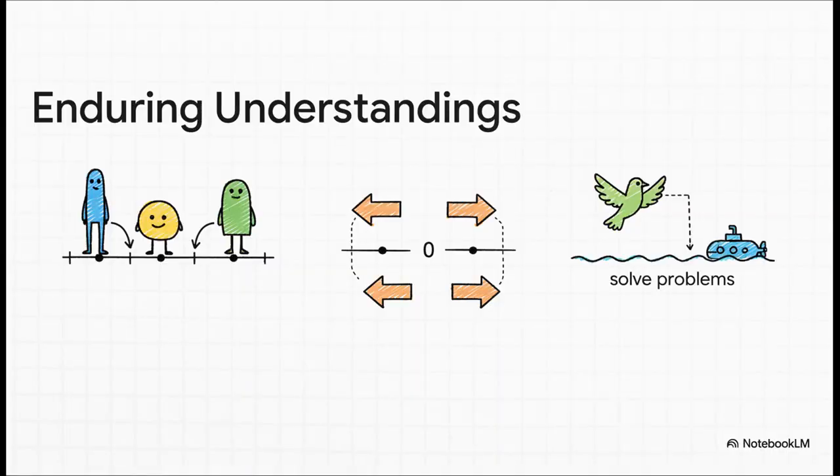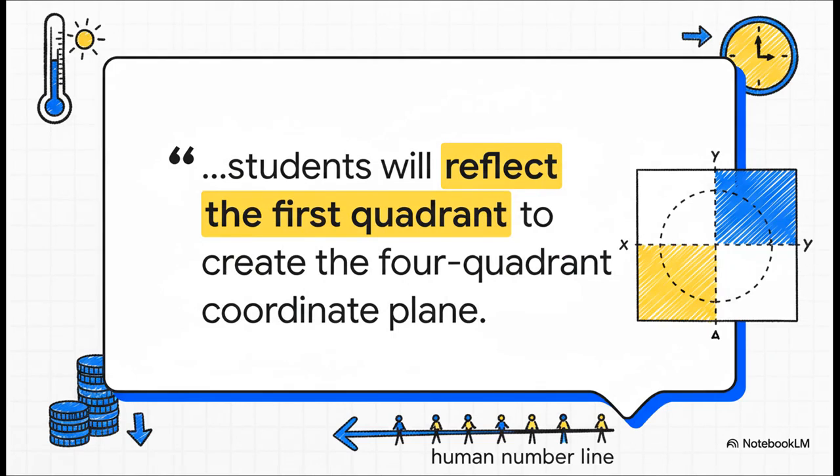Look, the goal here isn't memorization. It's about gaining new mathematical superpowers, the ability to compare and order any number, the insight that absolute value is just pure distance, completely stripped of direction, and the skill to use this whole system to solve real-world problems. And this is the ultimate payoff. Remember that simple, elegant idea of reflecting a number across the mirror of 0? Students will use that exact same move later on to reflect an entire two-dimensional quadrant, and that's how they create the four-quadrant coordinate plane. So you see, this one lesson doesn't just explain a line. It builds the entire stage for algebra and beyond.